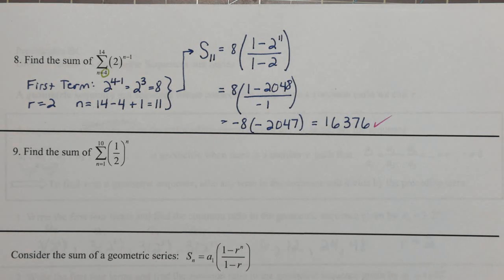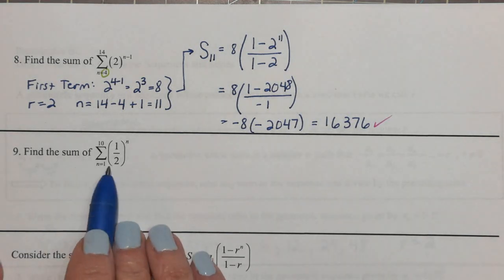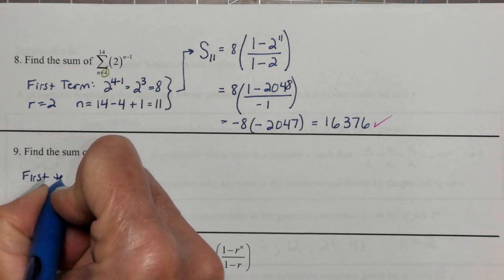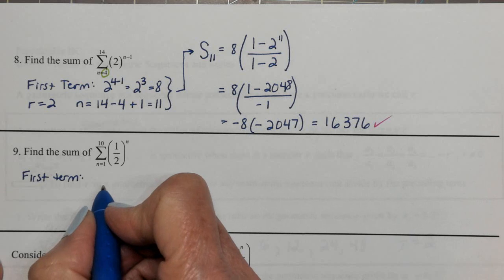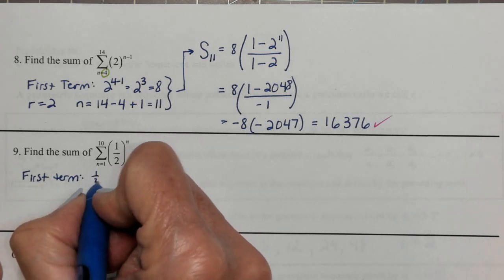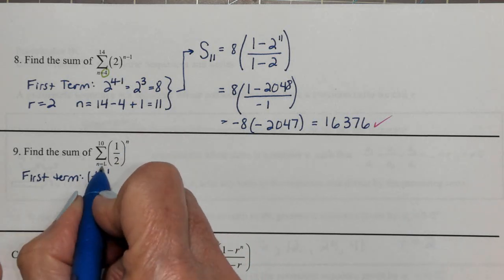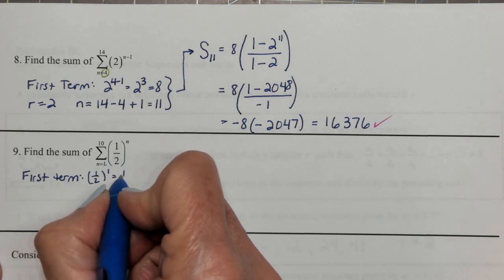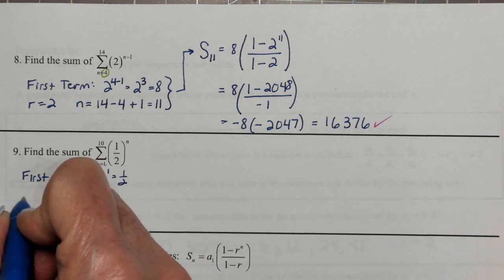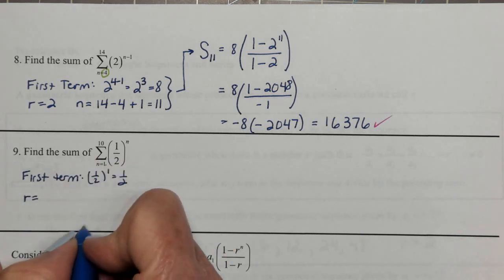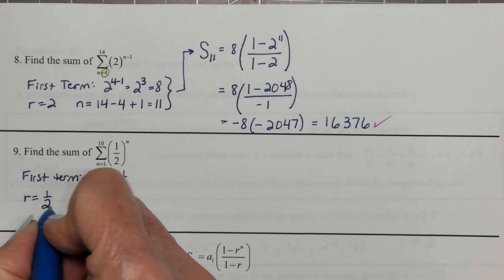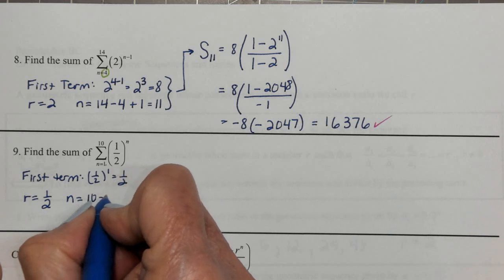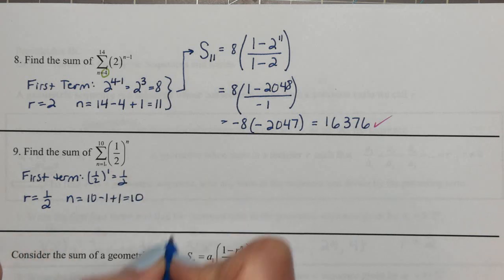Alrighty. Number 9. Let's find this sum. So we always need our first term. Our first term here is 1/2 to the 1 power. Always take your time and put that number in for your n and work it out. So this is just 1/2. What is our common ratio, our r? Well, our r is 1/2. How many terms are there? Well, 10 minus 1 plus 1 is 10. There are 10 terms there.